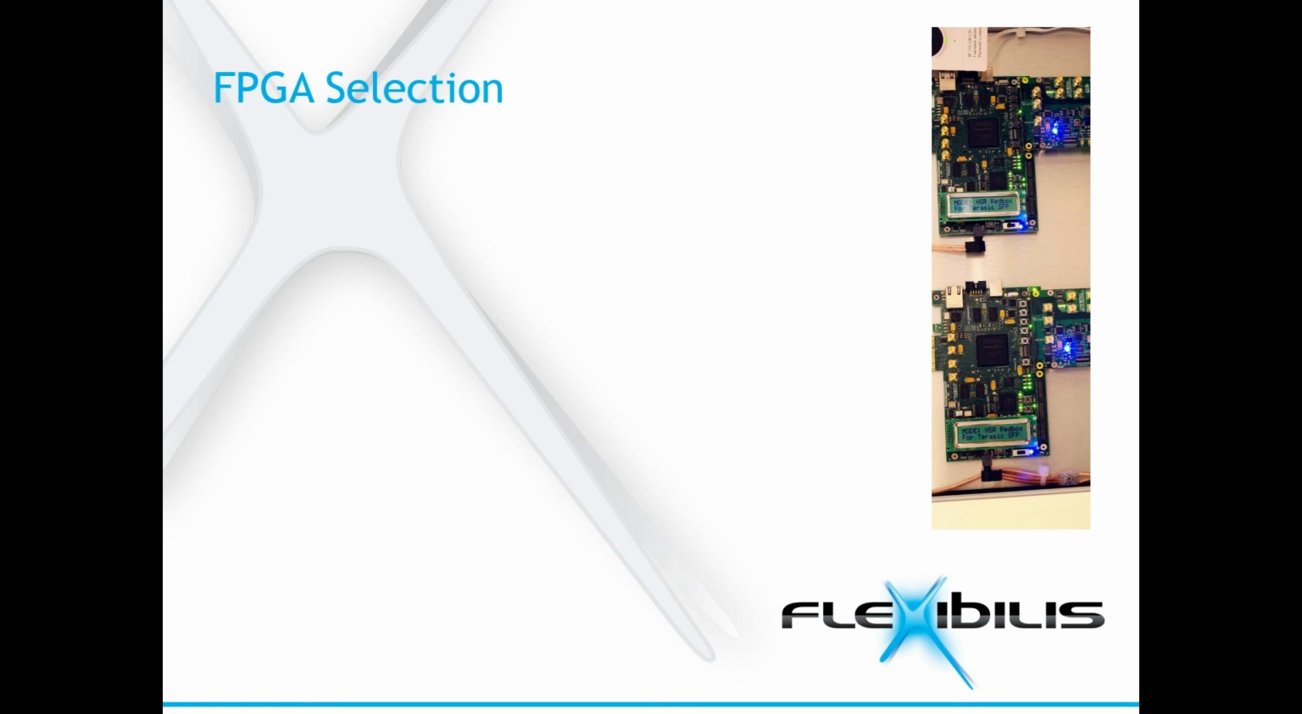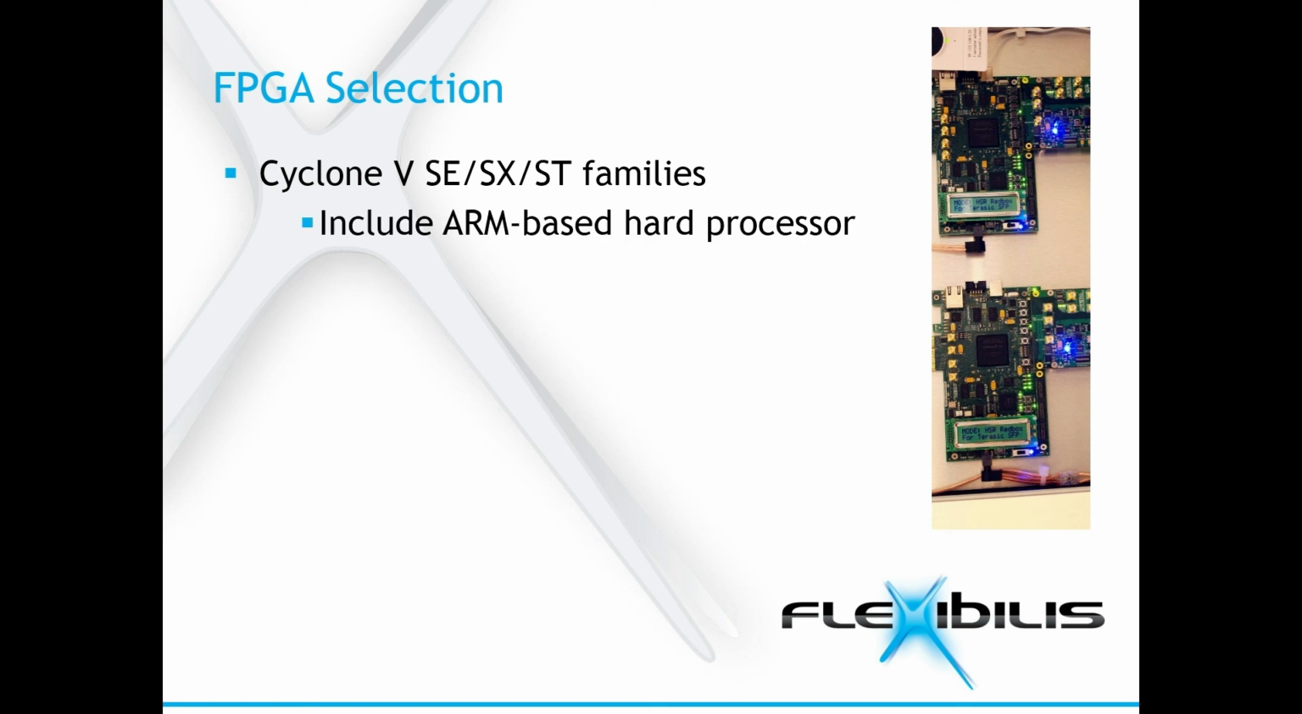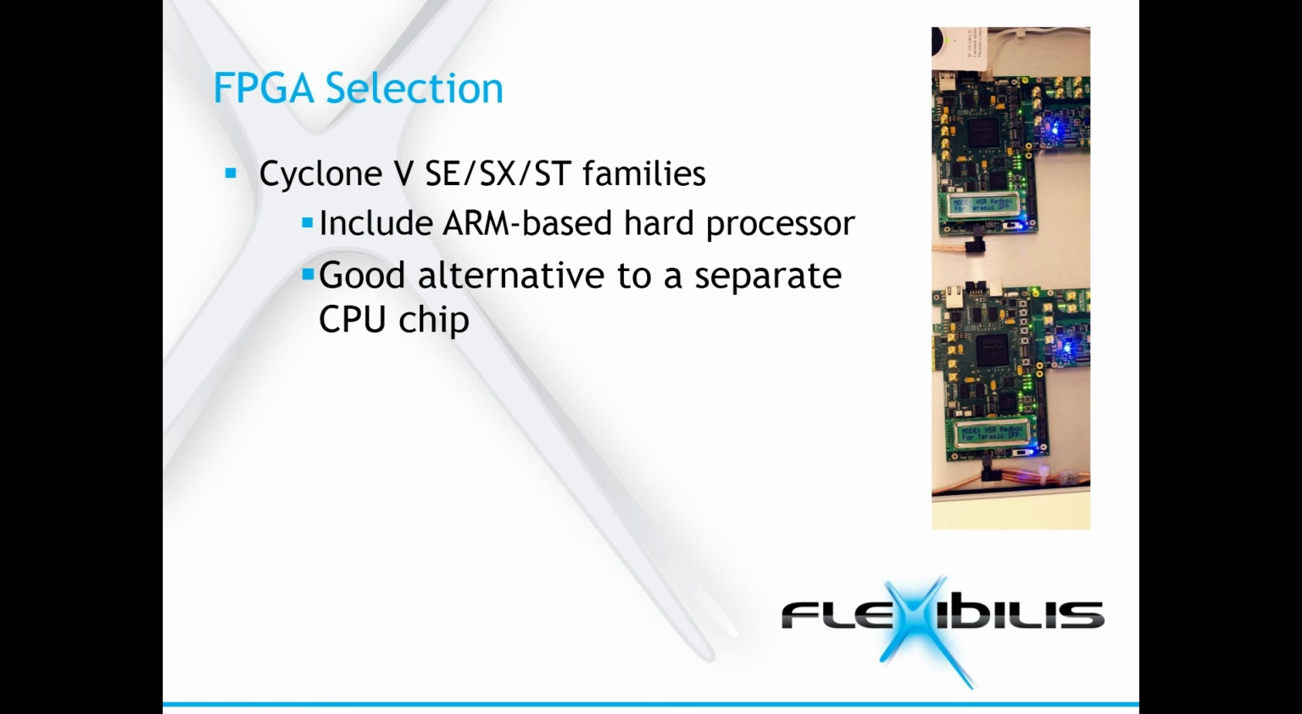The Cyclone V SE, SX, and ST families include an ARM-based hard processor together with the FPGA fabric. Since you probably need a CPU in your system anyway, this is a good alternative to a separate CPU chip. The integrated processor is a dual-core Cortex A9 running at 925 MHz, and it is able to run, for example, Linux operating system.